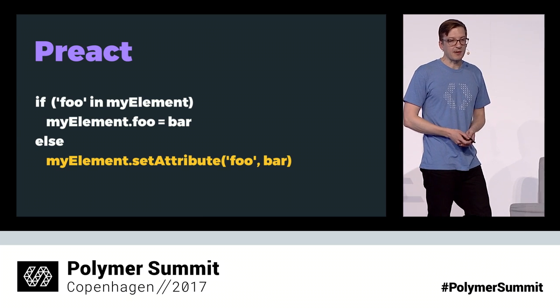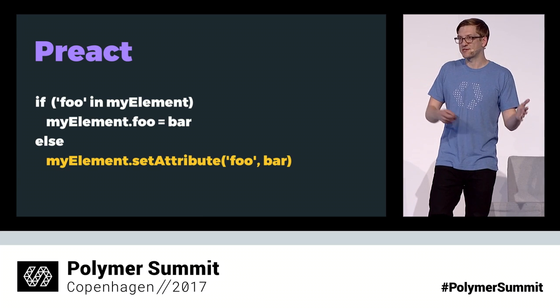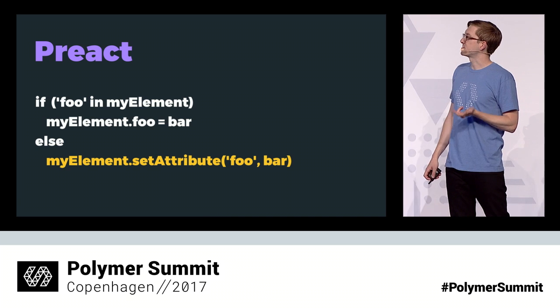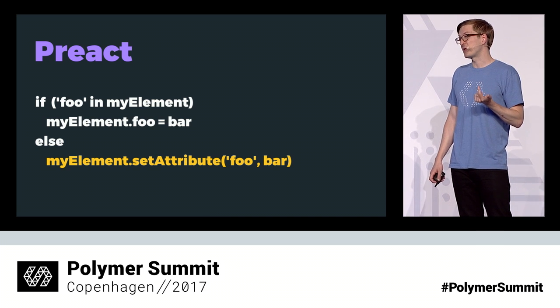As a result, Preact passes all the properties and attributes tests that I've written so far. They also have a pull request that's open so that if the element it's working with is not upgraded yet and it's passing rich data, like an object or an array, it'll use a property then as well.